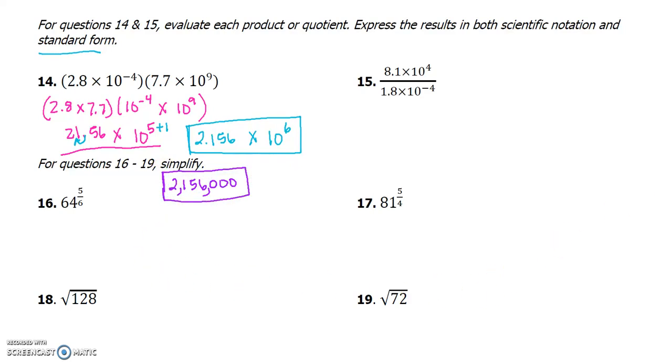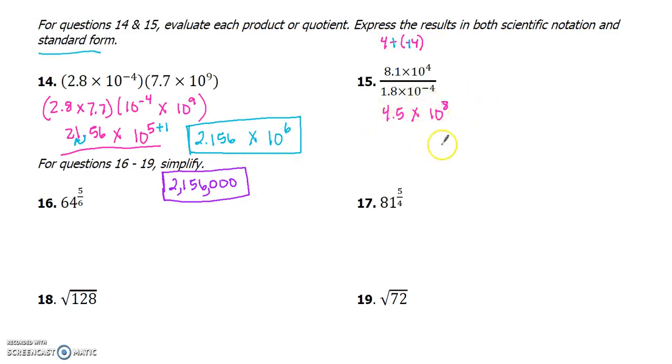Okay, let's try the next one. This time I'm dividing. So again, we need to divide the numbers. So we have 8.1 divided by 1.8, and that will give me 4.5 times 10 to the, and remember, what do we do with the exponents when it's division? We're going to subtract. So 4 minus a negative 4. So remember, keep, flip, change. So I have 4 plus 4, so that's going to end up being 8.